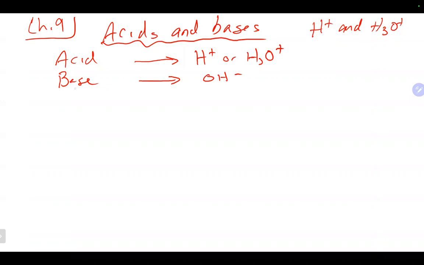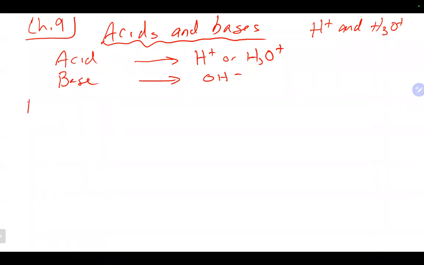This is sort of your basic definition. And what we're talking about here is basically these ions floating around freely in solution, not attached to anything else, just by themselves. So if something has the ability to do that, it will make it an acid or a base, depending on which one you see.